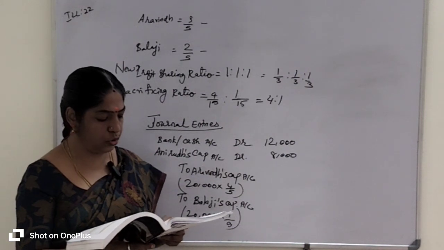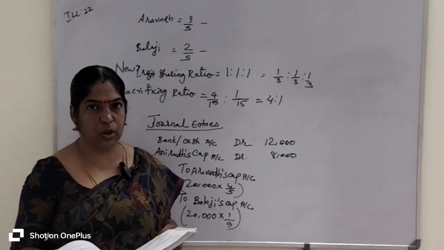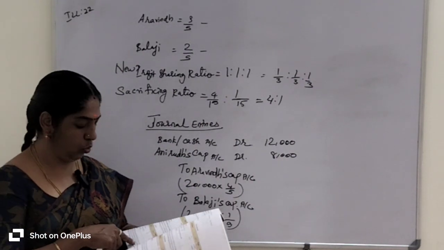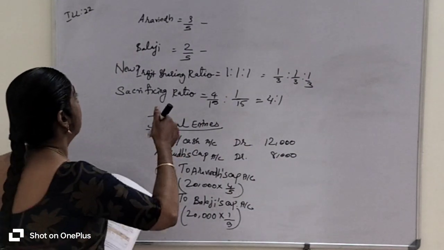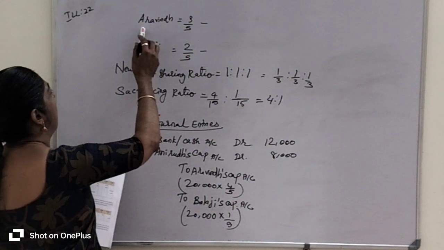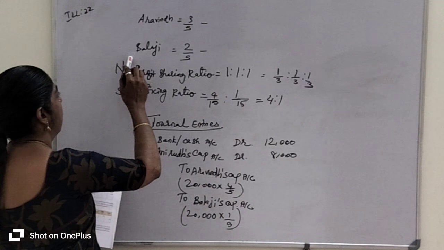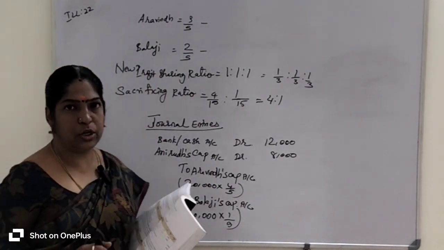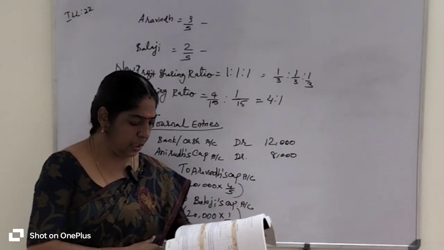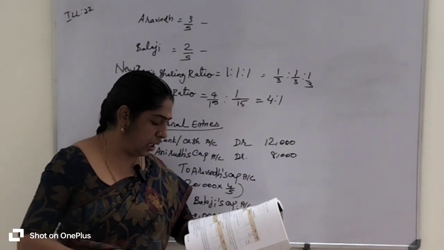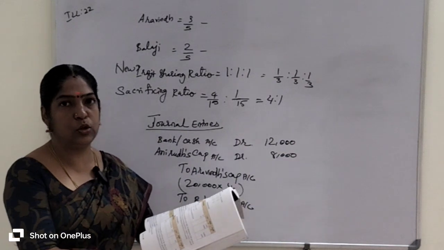Let's understand the question. Aravind and Balaji both are old partners. Their old profit sharing ratio is 3:2. So Aravind's old profit sharing ratio is 3/5. Balaji's old profit sharing ratio is 2/5. Then they admit Anirudh into the partnership firm. The new profit sharing ratio is agreed 1:1:1.